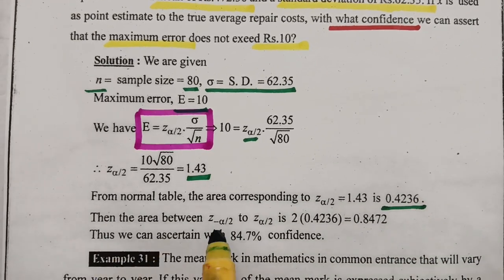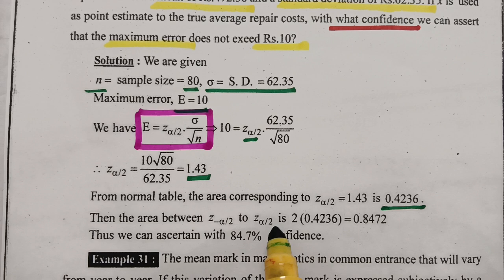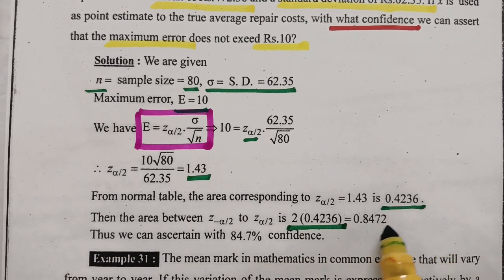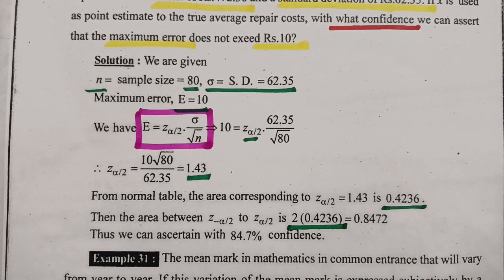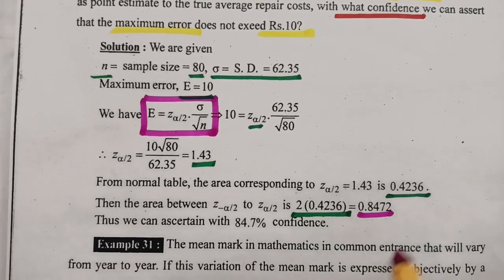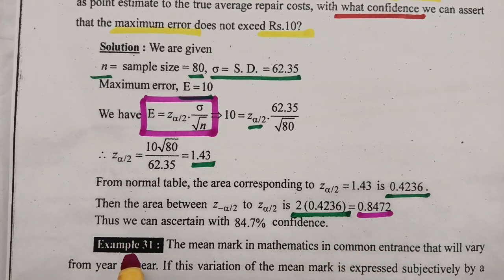The area between minus Z alpha by 2 and plus Z alpha by 2 is equal to 2 times 0.4236. So the value here is 0.8472. If you multiply by 100, we can assert with 84.7% confidence.